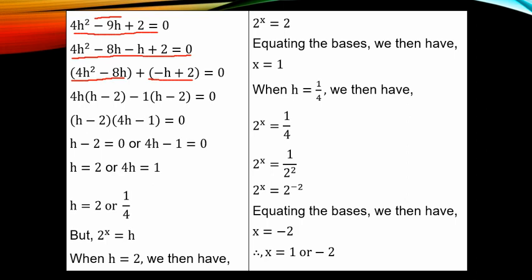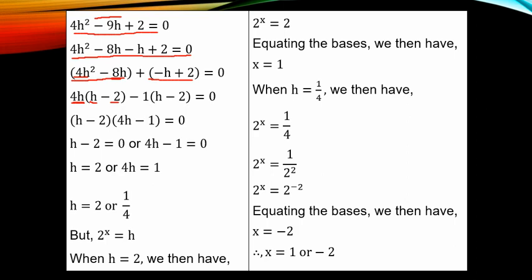Look at the first group now. 4h squared minus 8h. 4h is common. So the common term that you factored out, you use to divide through. So if you divide 4h squared by 4h, you are left with h. You divide 8h by 4h, you are left with 2. With 2 from the first, that is for the first group now.